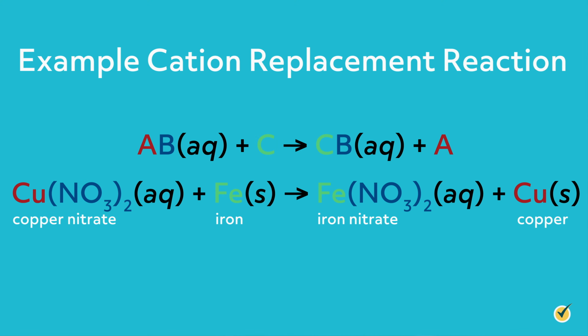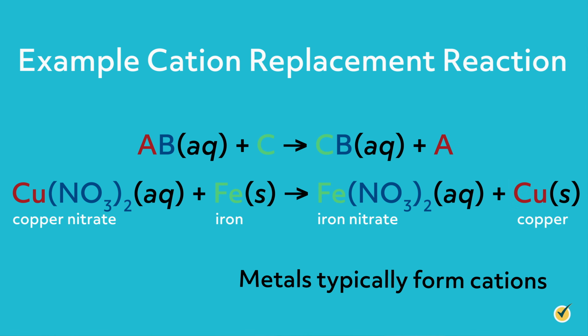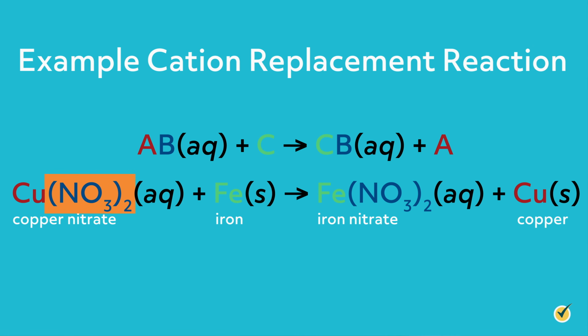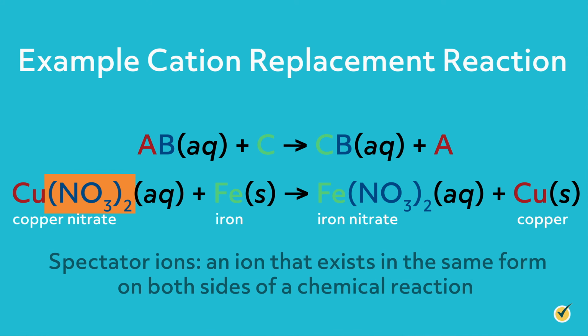As the reaction proceeds, iron replaces copper cations in solution, and in turn, copper ions come out of solution and elemental copper is formed. Remember that metals typically form cations, so we can expect to see metals as the active species in cation replacement reactions. Note that the nitrate ions don't really participate in the reaction except to balance the positive charge of the cations. Consequently, the nitrate ions are spectator ions in the replacement reaction.